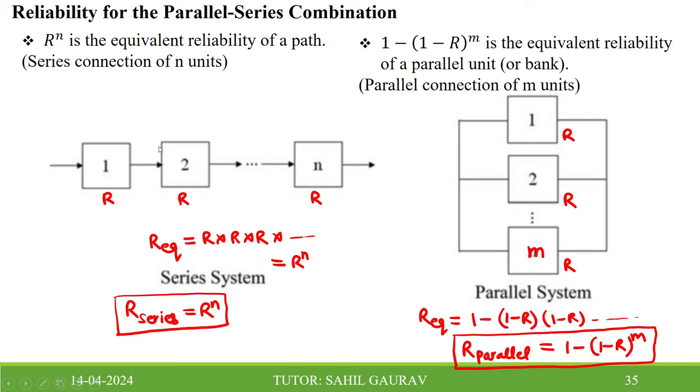Now, some problems are based on this. If the reliability of a component is given, then how do we find the reliability of the whole combination, the whole system? If you have a series system, then the equivalent reliability of a path will be R to the power N, and if you have a parallel system, then reliability will be 1 minus (1 minus R) to the power N. If it is different R1, R2, R3, then it will be 1 minus (1 minus R1) into (1 minus R2), and so on. And in a series system, if it is different R1, R2, R3, it gets multiplied, R1, R2, R3, and so on.